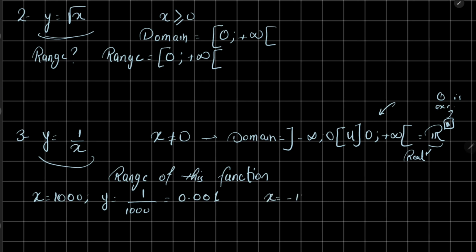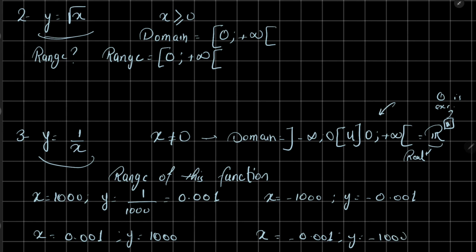For x being minus 1000, y will be equal to minus 0.01. For x equals 0.001, y will be equal to 1000, and for x being minus 0.001, y equals minus 1000. Those examples make us know the idea that whenever x is increasing and reaching minus infinity or plus infinity, y will be decreasing and tending to reach 0.